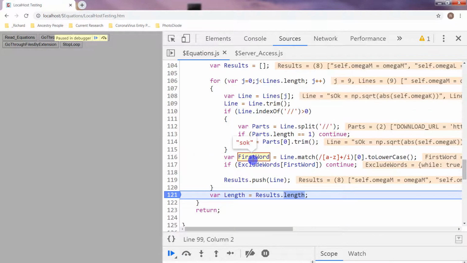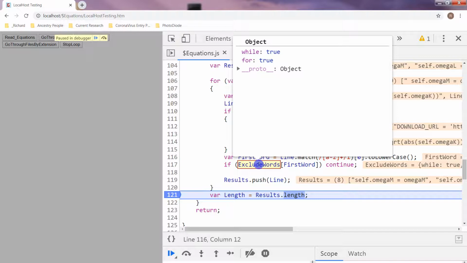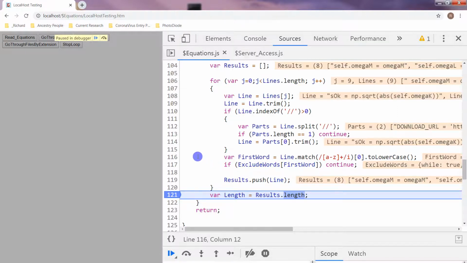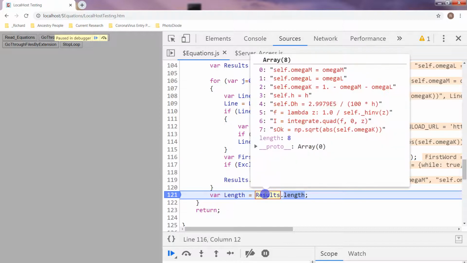So I check for the first word, which is just any alphabetic characters A through Z in the line, case insensitive, and then I take that and lowercase it, so I get the first word, and then I exclude while and for, just to trim it down. I've got tons of stuff. Now, what do the results look like?